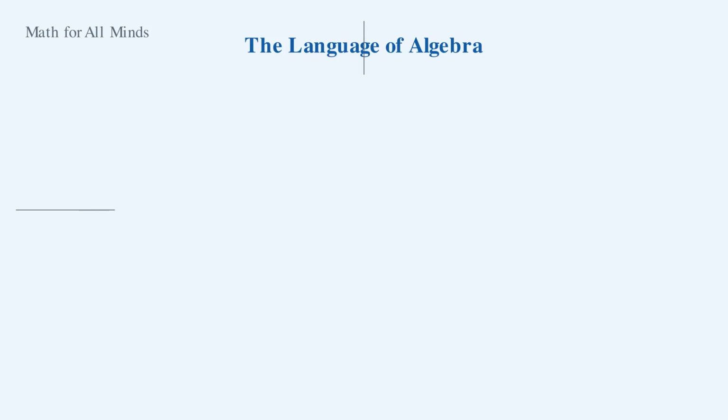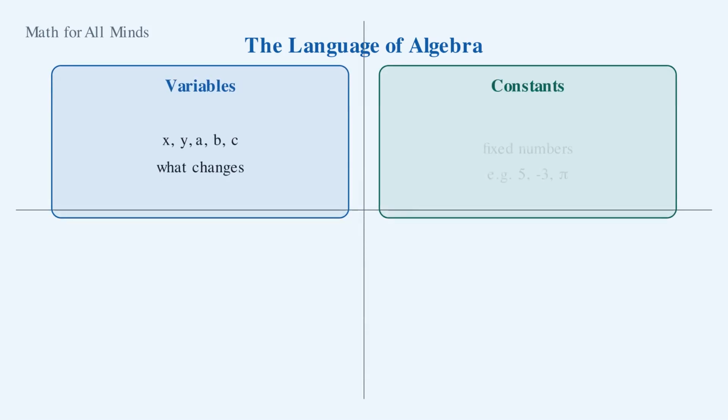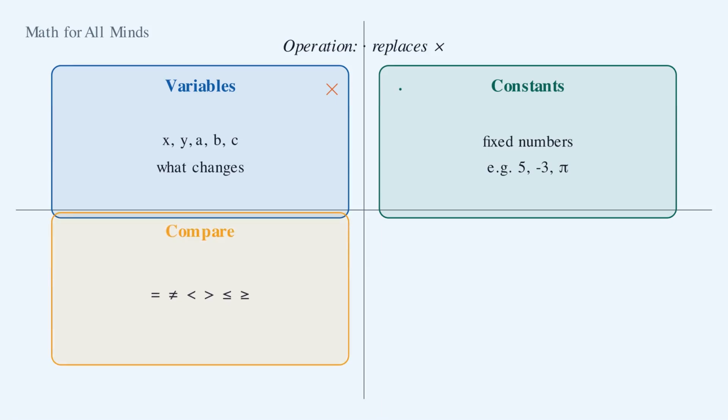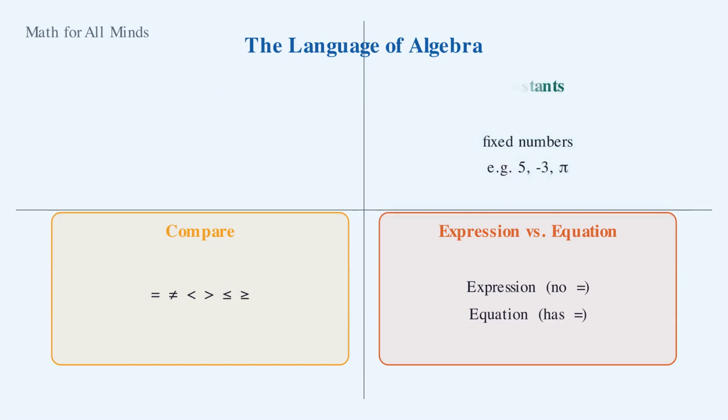And that's the language of algebra in a nutshell. Variables for what changes, constants for what stays put. Operation symbols with the dot replacing the cross. 6 comparison symbols for equality and inequality. And the big idea that an expression is a phrase while an equation is a complete sentence.